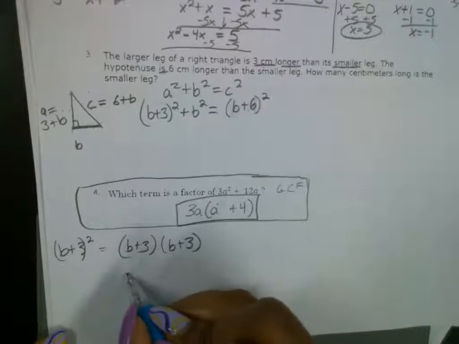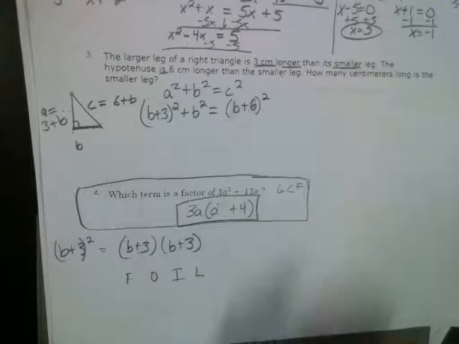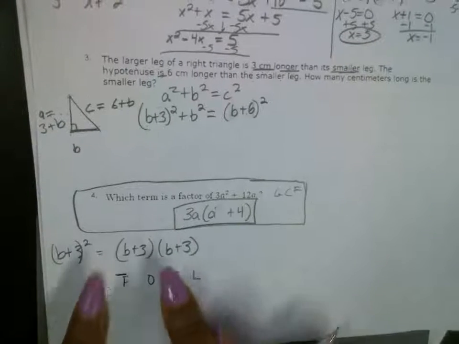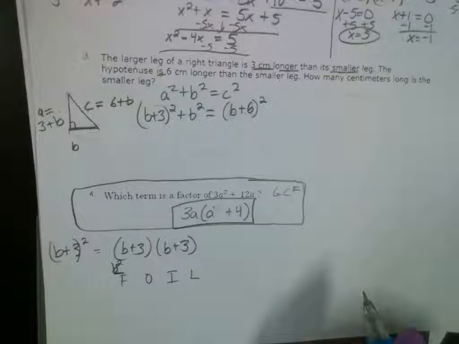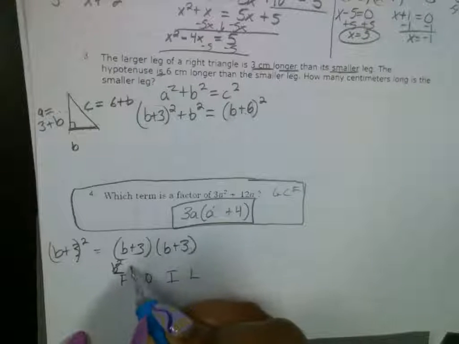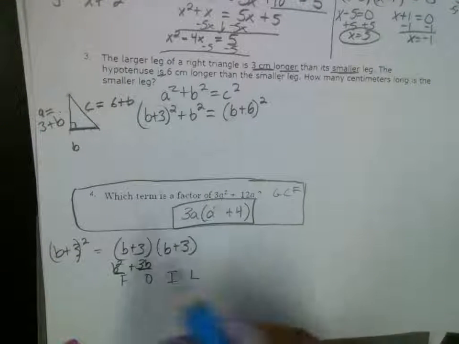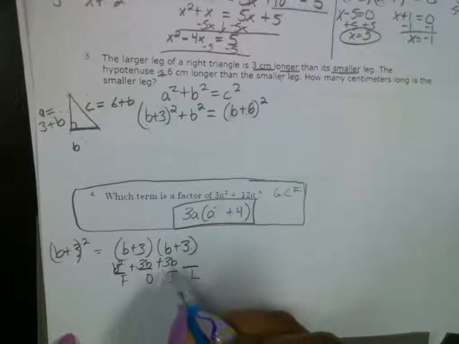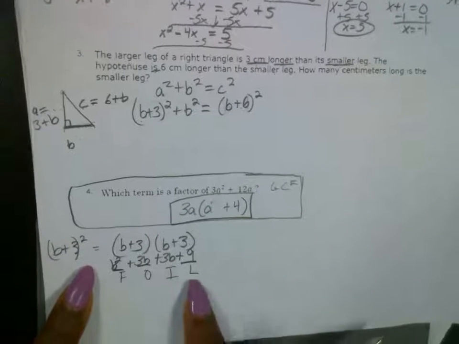The FOIL method. First, outer, inner, last. What's my first? B times B, which is B squared. What's my outer? B times 3 is 3B. What's my inner? 3 times B is 3B. And what's my last? 3 times 3 is 9. Any questions about how I did this?